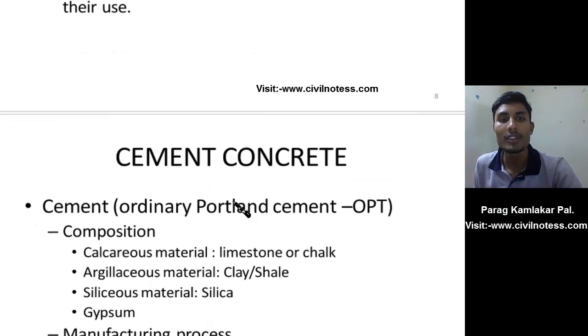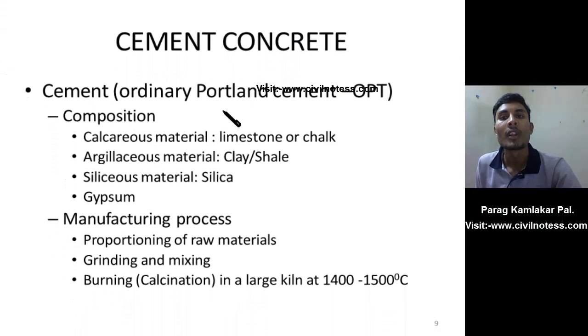Now we further talk about the cement, ordinary Portland cement. Here, OPC, I'm sorry, I was mistaken. So, its composition and manufacturing process. What is the composition of ordinary Portland cement? Calcareous material, and we know that lime and chalk are calcareous material; argillaceous material; siliceous material, which is silica; and gypsum.